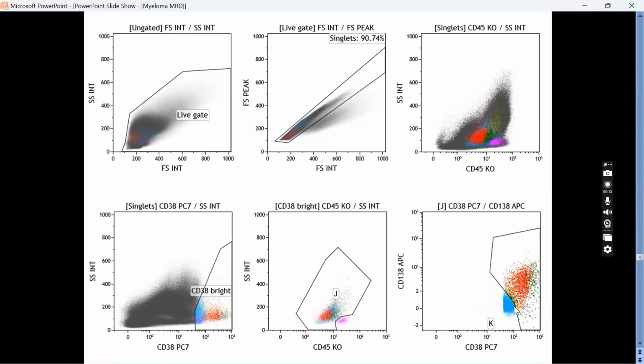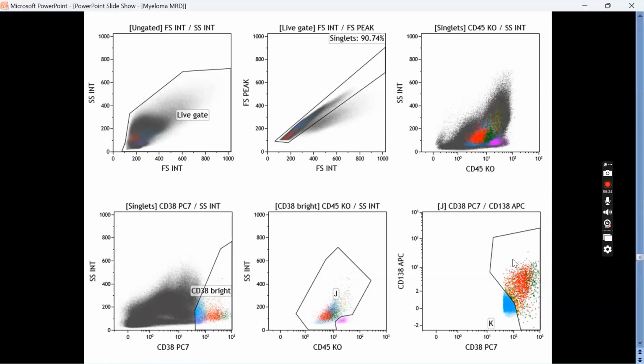And then with CD38 and CD138, I'm gating the populations expressing CD38 and CD138. I'm ignoring the populations which are negative for CD138, and CD38 is not bright. This could likely be some myeloid blasts, basophils, or PDCs or whatever.